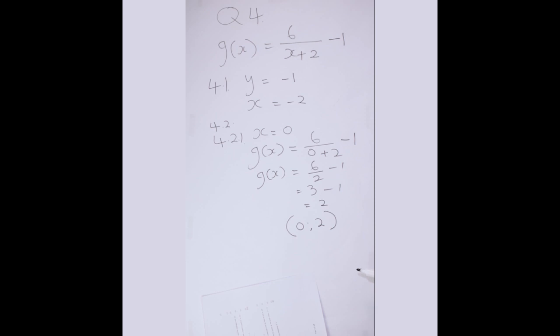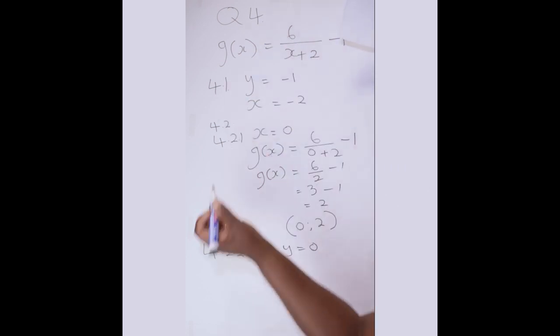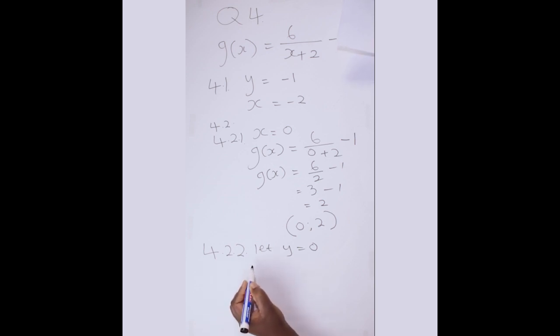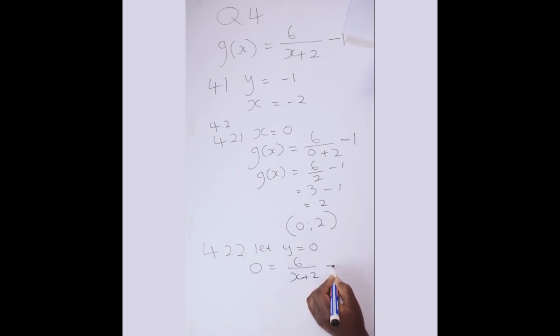That is the safe part of it, so that even if they ask you to write it in coordinate form, you are covered. And 4.2.2 says you must find the x-intercept. So let's do that. In 4.2.2, to find the x-intercept, we let y be equal to 0. So g(x), remember, is that y. So we go back to the original equation as it was at the beginning. So then we'll have 0 = 6 divided by (x + 2) minus 1.